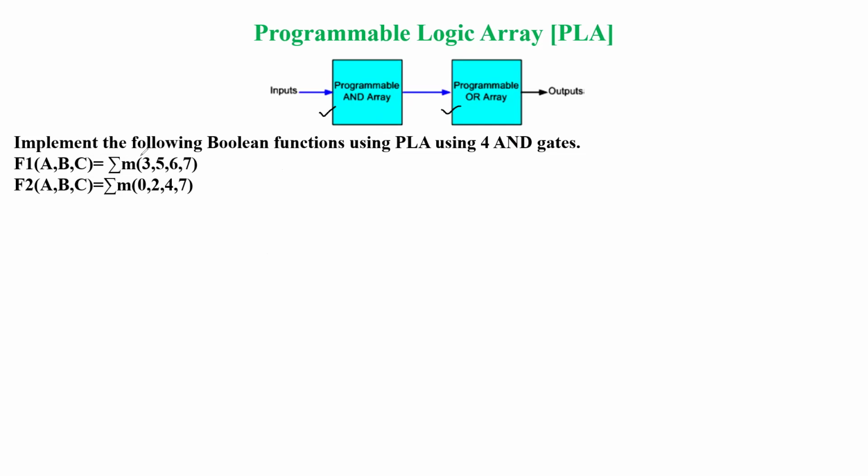Now, it is written that we implement the following Boolean function using PLA, but the condition is given that we have to use only 4 AND gates. So we have to choose 4 product terms, and these product terms should not be more than 4. When we draw the K-map, with the help of that we will be able to recognize these values. Okay, so that we are going to see here.